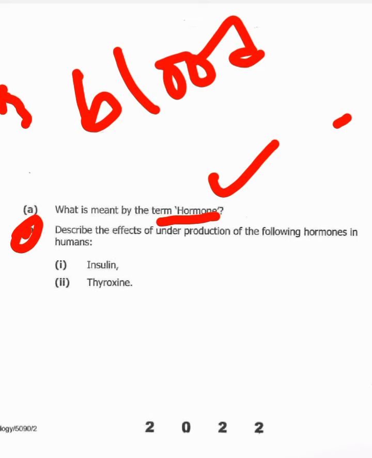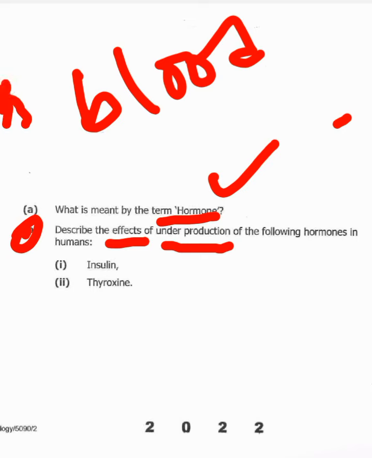It's saying describe the effect of under production of the following hormones in humans. Now we are looking at under production, meaning what happens if the production of these hormones is lesser than usual. The first one we're looking at is insulin. We understand insulin is a very vital hormone which is responsible for a lot of changes in our body.